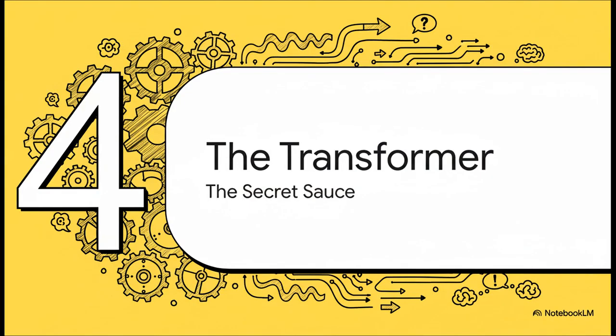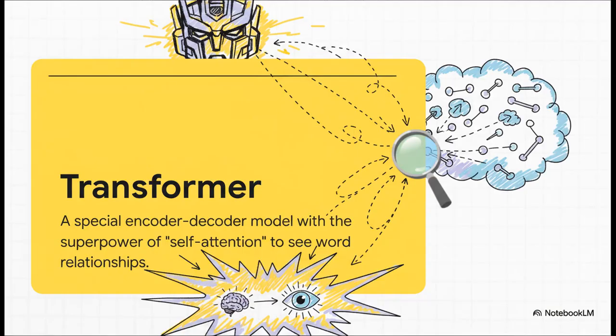Okay, so that encoder-decoder idea was a huge step. But the real breakthrough, the thing that totally unlocked the insane power of modern AI, that brings us to something called the transformer. So what is a transformer? Well, you can think of it as that same encoder-decoder system we were just talking about, but with an absolute game-changing superpower baked right in. And that superpower is called self-attention.